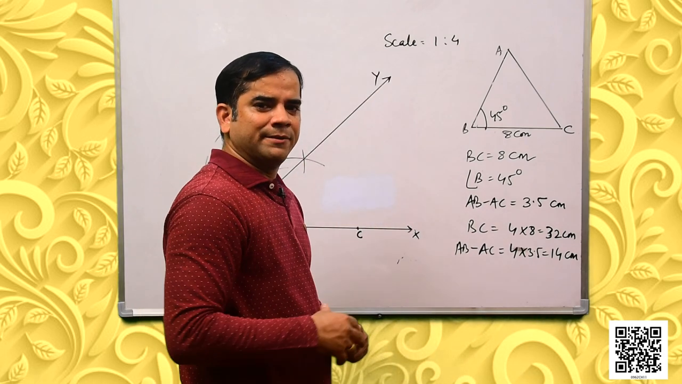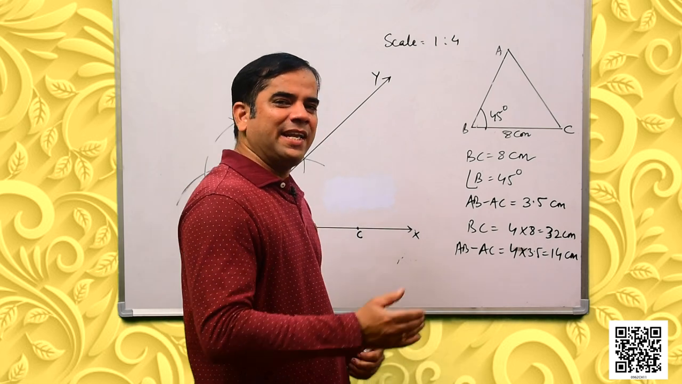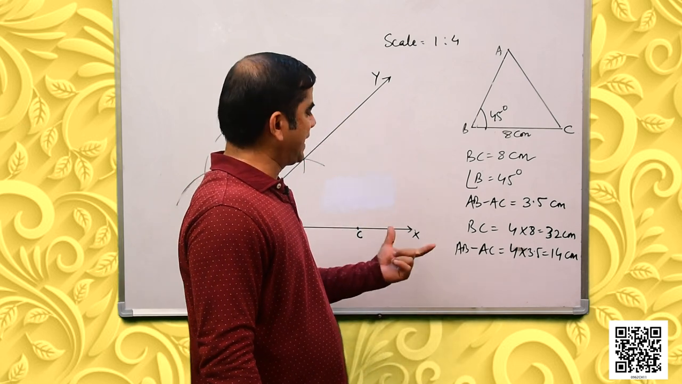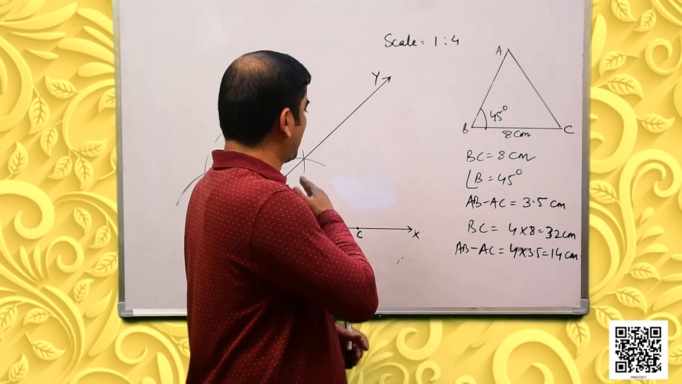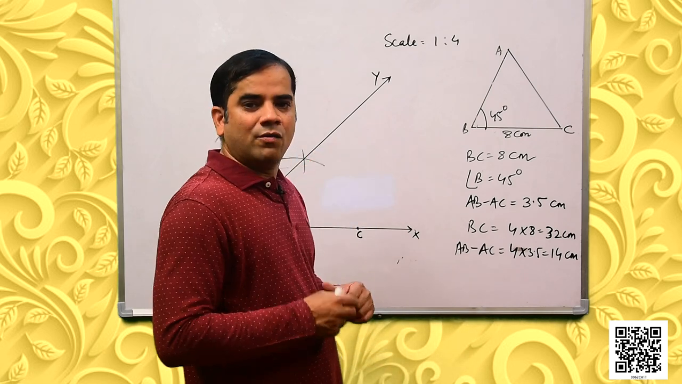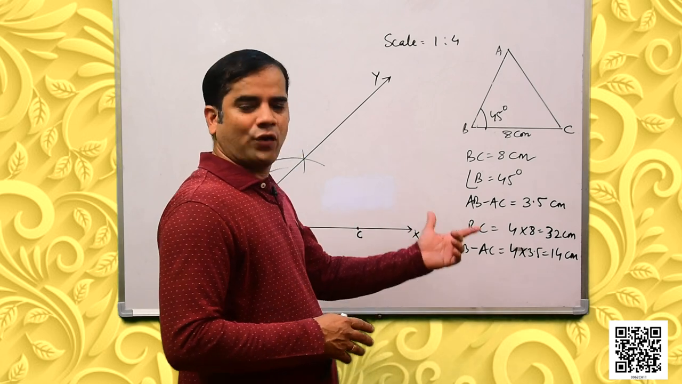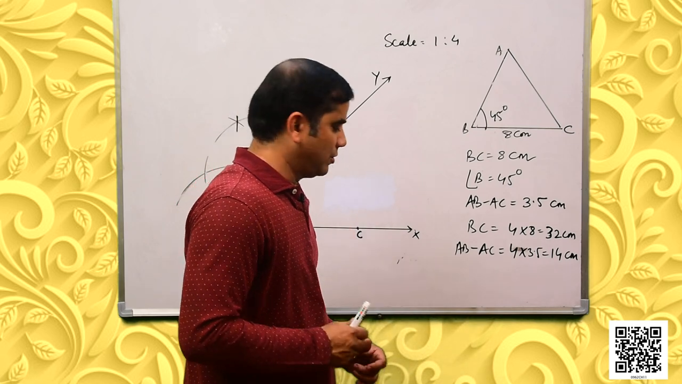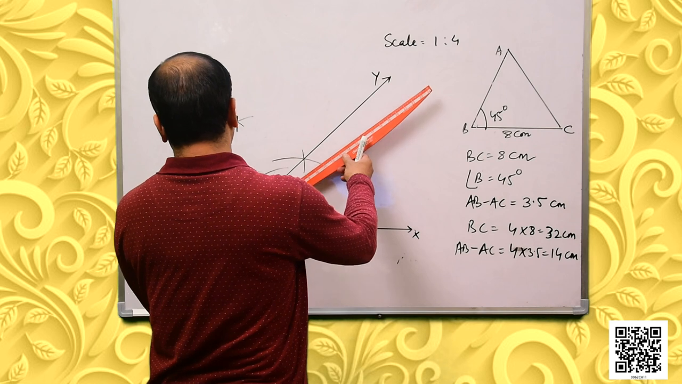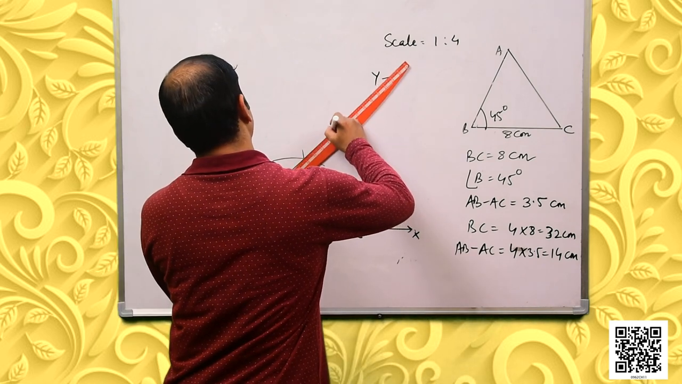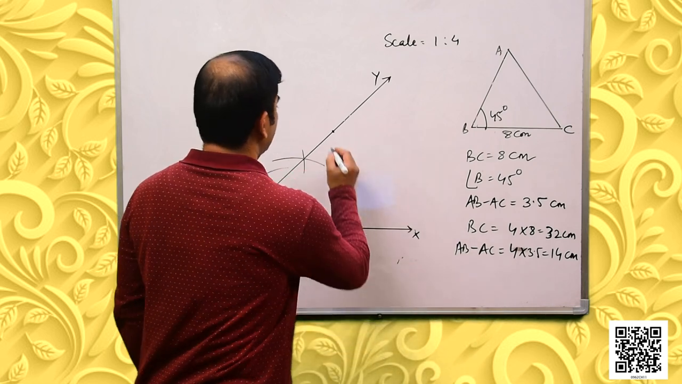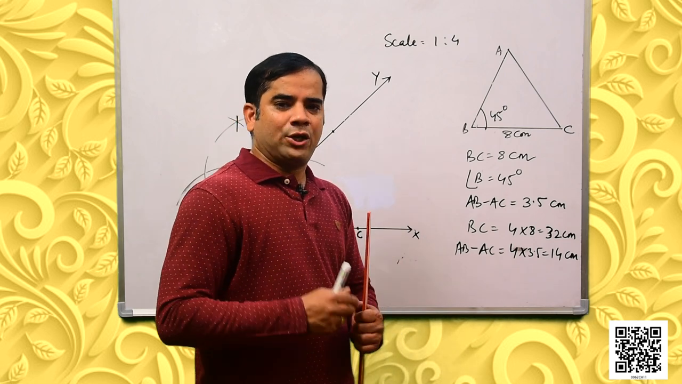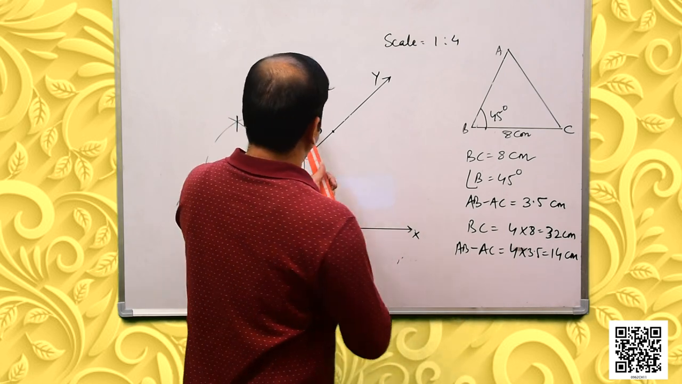Fine. What next? Now, students, in the next step, we need to cut off 3.5 cm from BY. Okay, in my case, it is 14 cm. So, when we cut off 3.5 cm from BY, we will get point D. Okay, so I am going to cut off 14 cm because I am taking scale as 1:4. So, for me, BD will be 14 cm. So, this is point D. Okay. Now, we need to join C and D.